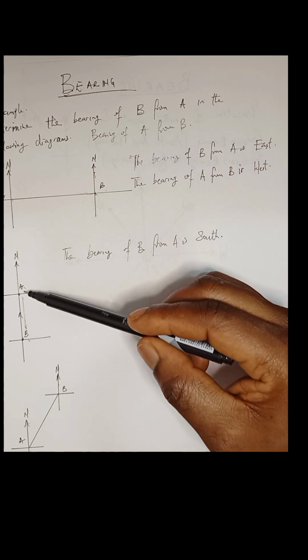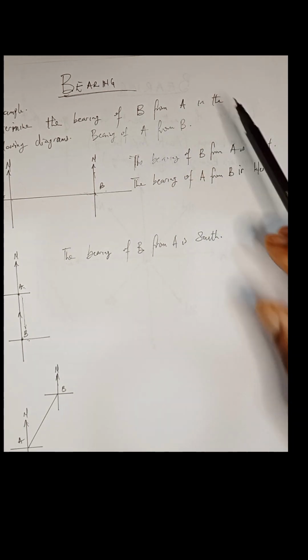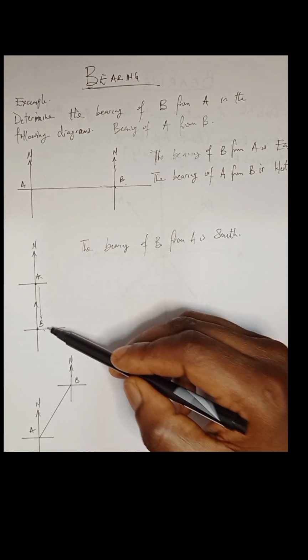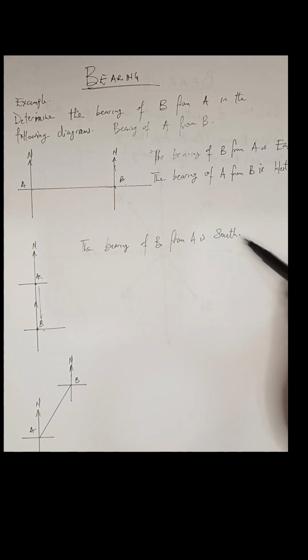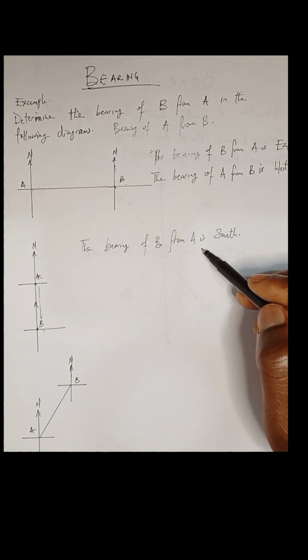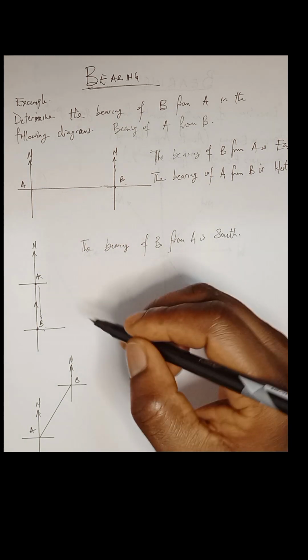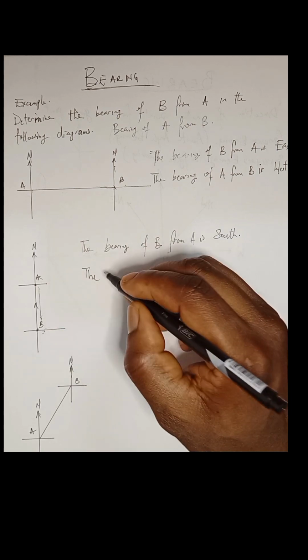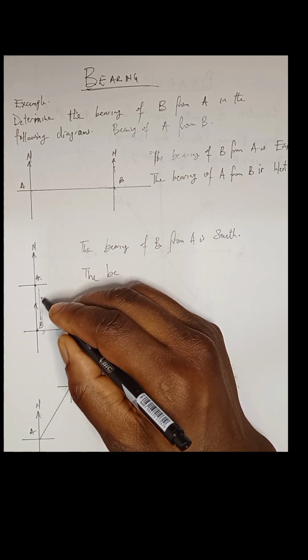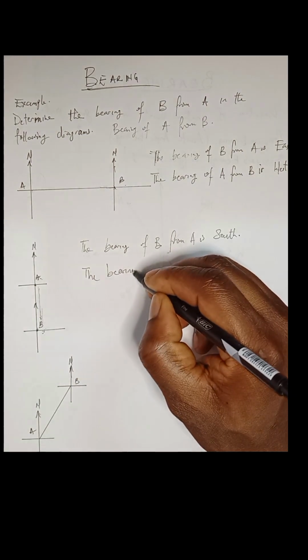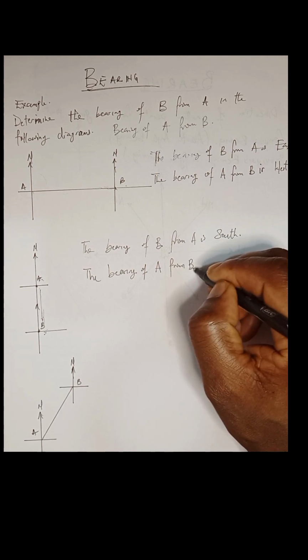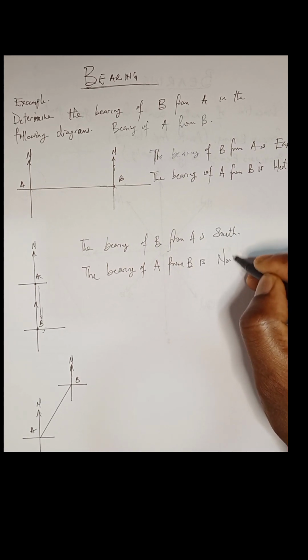Okay, so if I am standing at A and I want to go to B, I will move down south. So the bearing of B from A is south. However, if I am standing at B and I want to go to A, I am going to move up north. So the bearing of A from B is north.